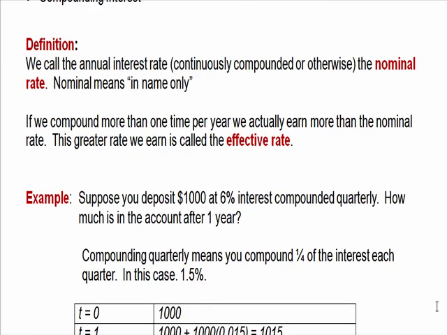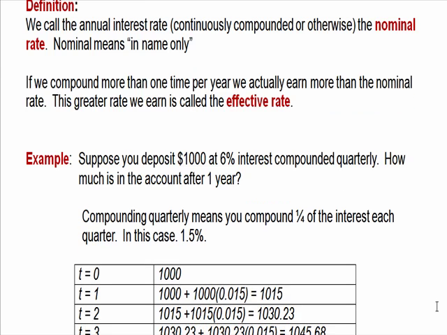We're going to call the annual interest rate, whether we compound continuously or otherwise, the nominal rate. Nominal means literally in name only. All of the compoundings we have done so far, all of our interest rate problems, have actually had only a nominal interest rate included. If we compound more than one time per year, we actually earn more than the nominal rate, and this greater rate we earn is called the effective rate.